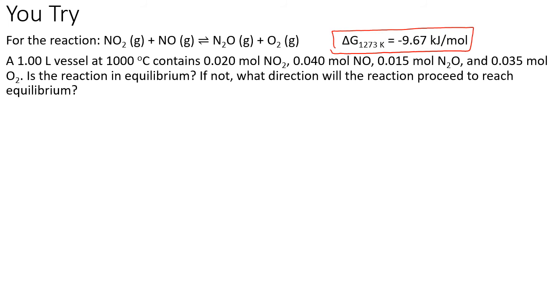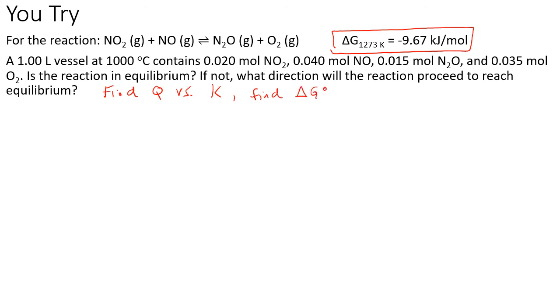So yes or no first. If not, what direction will the reaction proceed to reach equilibrium? So there's a few things we want to find first. We want to find Q, our reaction quotient, and we're going to eventually want to compare that to our equilibrium constant K. In order to find K, we're also going to need to calculate or find our Gibbs free energy at standard state conditions.